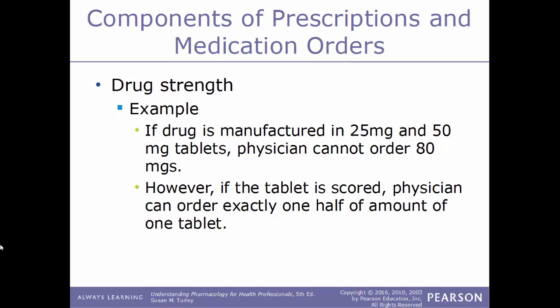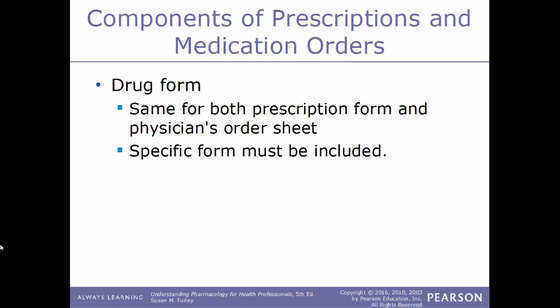But if the tablet is scored, the physician can order exactly 1/2 of one tablet. So that's one of the reasons why tablets are scored, to be broken into either halves or thirds. When it comes to the drug form, the same rules apply for the prescription form and the order sheet. The specific form must be included.